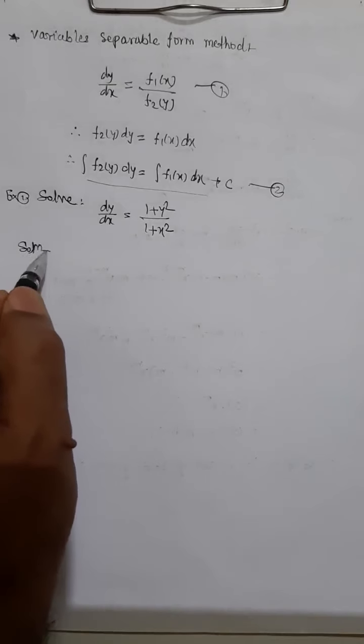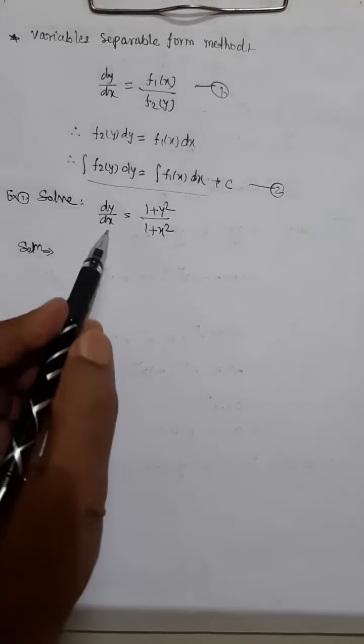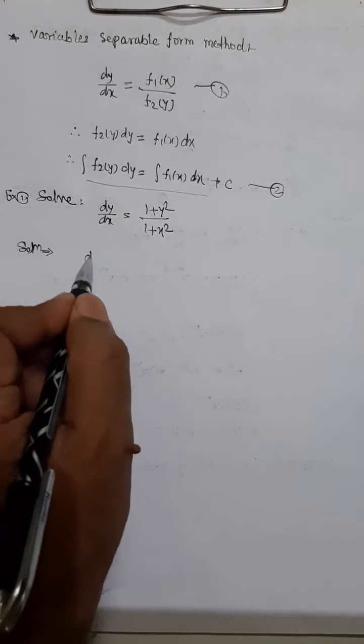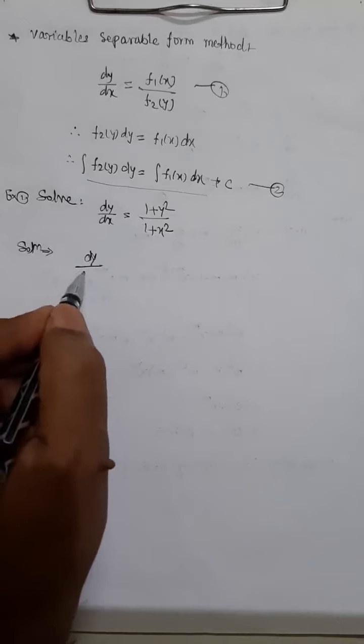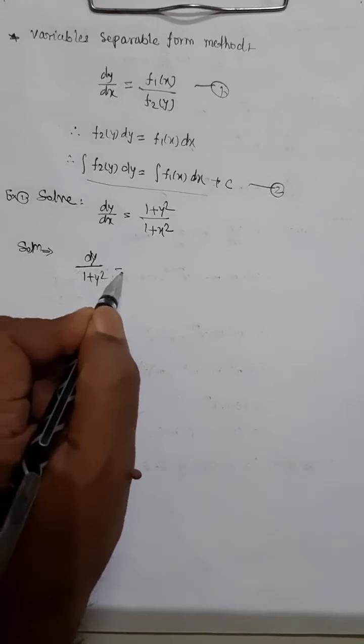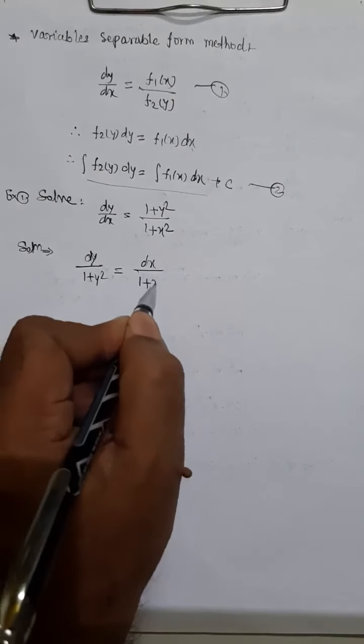We know what is a solution. Solution means the relation between the variables x and y which satisfies the given differential equation. So by using the variable separable form method, first we separate the variables. By cross multiplication, here we can write dy, take 1 plus y square on the left side, 1 plus y square goes in the denominator, and dx on the right side goes to the numerator, dx divided by 1 plus x square.